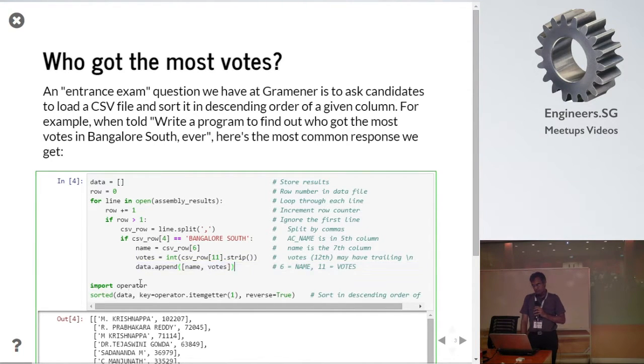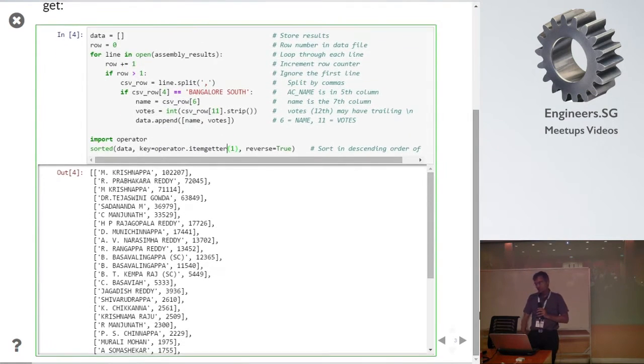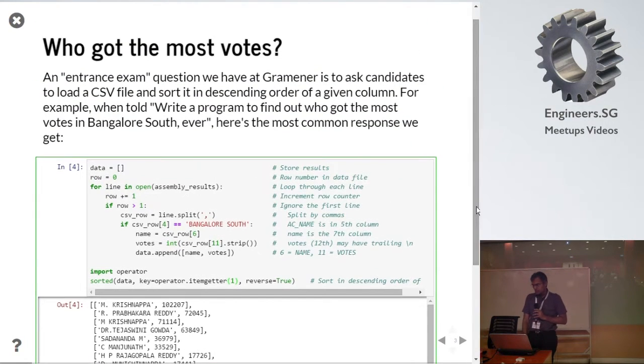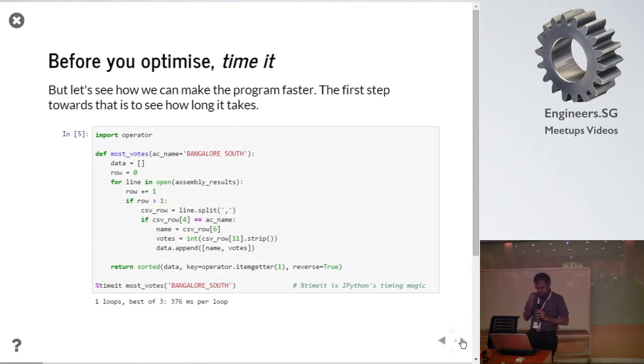Append it to a list, and then finally use operator and do a sorted on operator.itemgetter of one, which is a fairly standard piece of code that first filters all of the matches that you want, and then runs a sort operation to sort it in descending order, and these are the results that it comes out with, right? Now, let's see how long this takes.